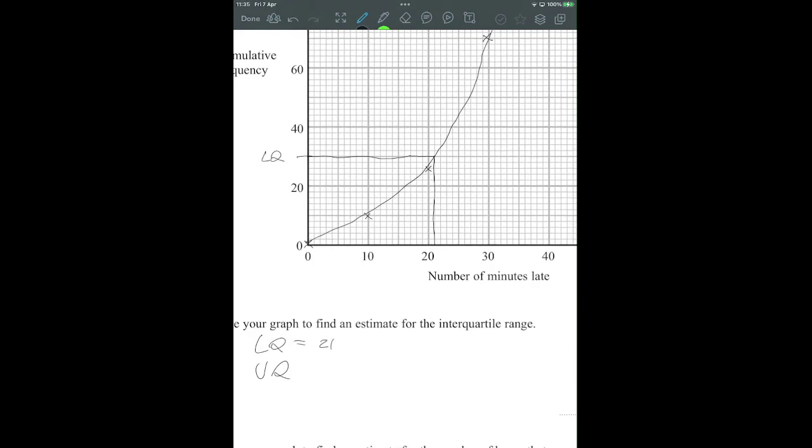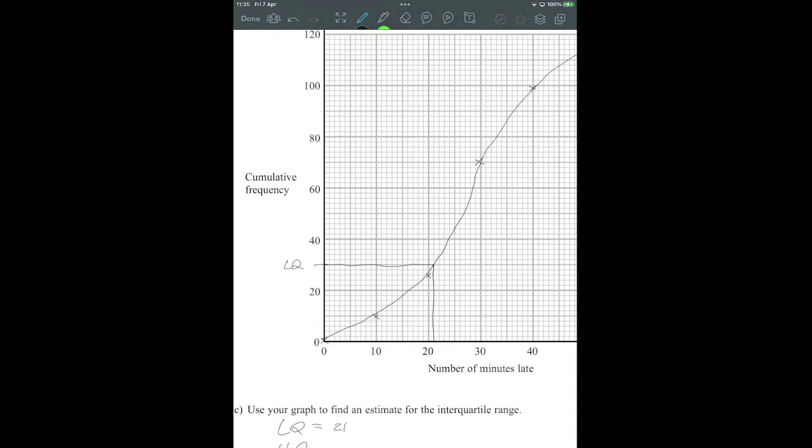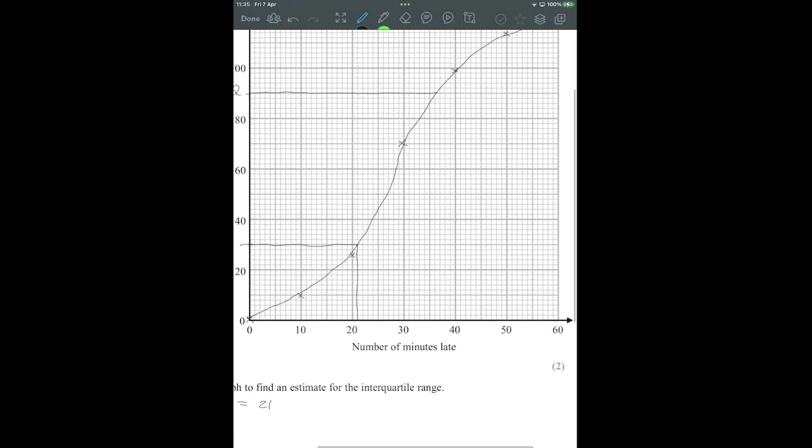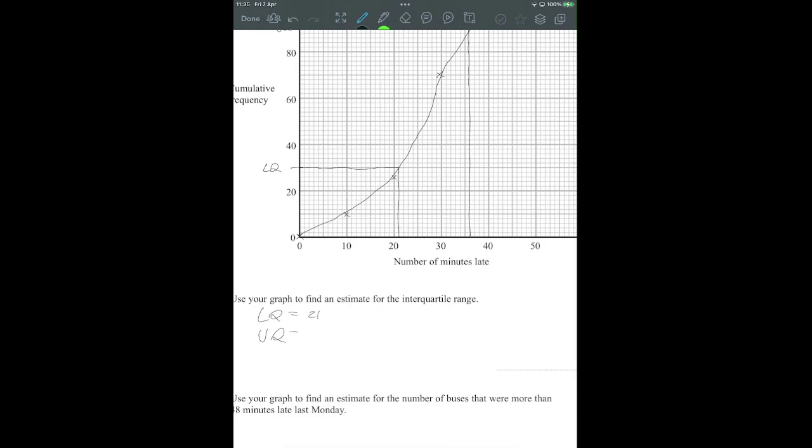My upper quartile is 3/4 of the data. 3/4 of 120 is 90. So my upper quartile is going to be living up there. Again, draw the lines on your picture. The examiner will be looking for them to confirm or deny your working. Upper quartile minus lower quartile gives you the interquartile range of 15.